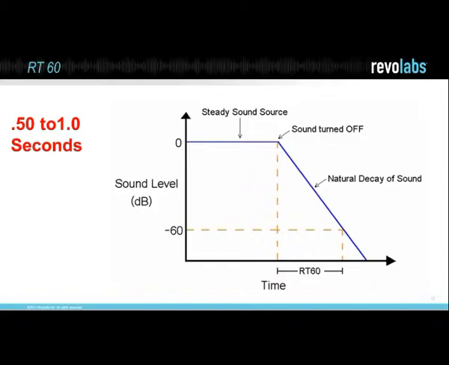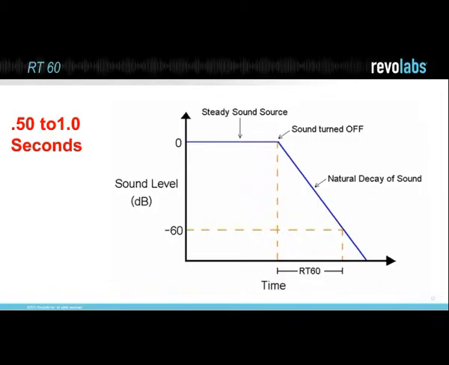So if I clap my hand and I make a 90 decibel sound, how long does it take that room for that echo to drop 60 decibels down to 30 dB? And we're looking at that time value. And this is really indicative of how reflective the room is. If you go into a room and clap your hands and it's really echoey, we would say that room has a long RT60 time.